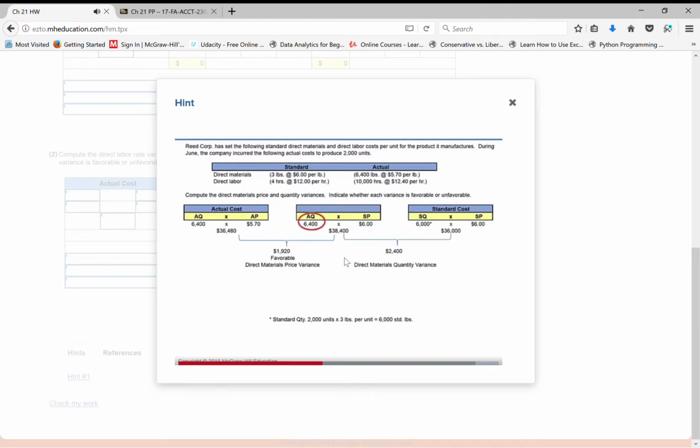This variance is unfavorable, as the actual quantity was more than budgeted, 400 pounds more than budget at a cost of $6 per pound. Because the total actual costs, $36,480, are more than the total standard cost, $36,000, the total direct materials variance, $480, is unfavorable.